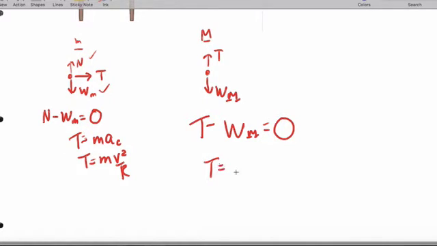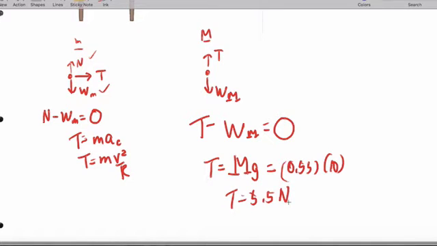So tension is big mass times g, and the big mass is 0.55, g is 10, so I'm getting a tension of 5.5 newtons, which I now use. Remember, the tension that holds big M up is the same tension that keeps this moving in a circle. So I have 5.5 equals 0.021 v squared divided by 0.2.